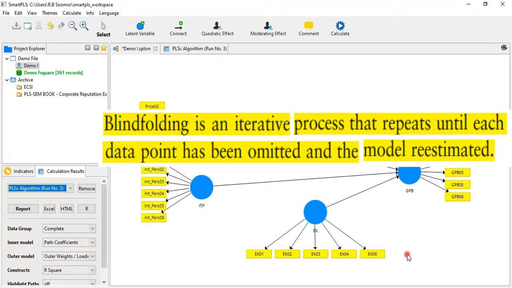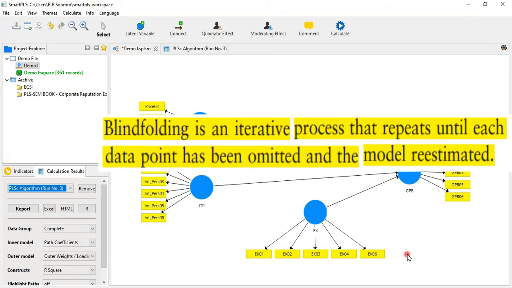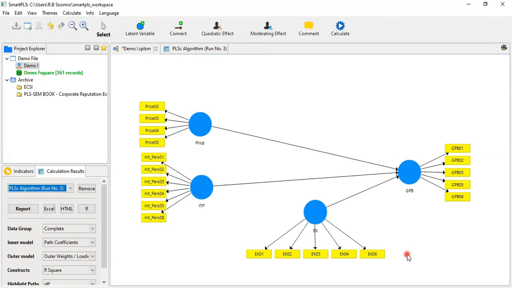That repeats until each data point has been omitted and the model re-estimated, until all data points have been omitted up to the level of your sample size, and now the model has been re-estimated. Till that time it will continue its iterative process. The blindfolding process is usually applied to the endogenous construct that has respective measurement model specification, as well as the endogenous single item construct. So that's very important. The endogenous means a dependent variable.